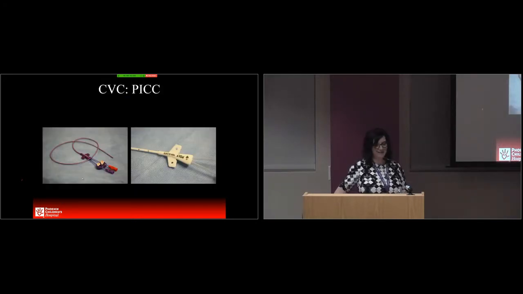Here's just some pictures of the devices. So here's a PICC line. This is a power PICC, a dual lumen. And the power lumen will always be purple. And this is just a standard PICC. So it's white.